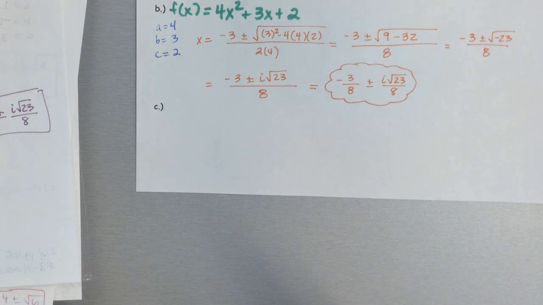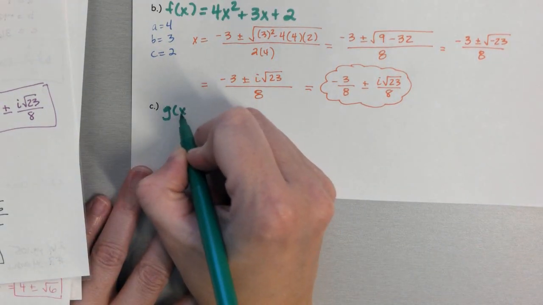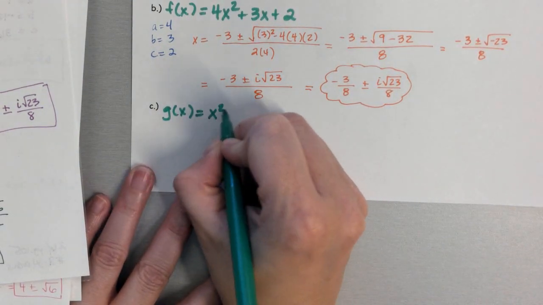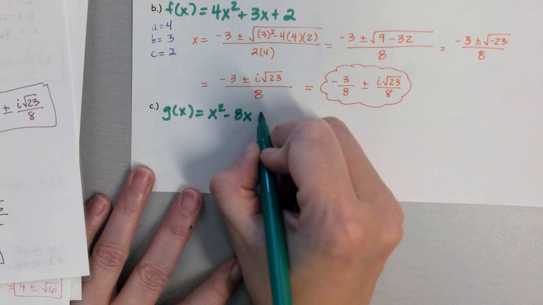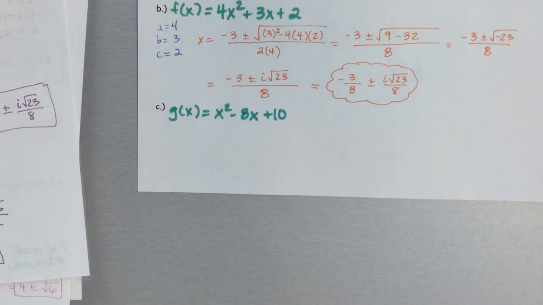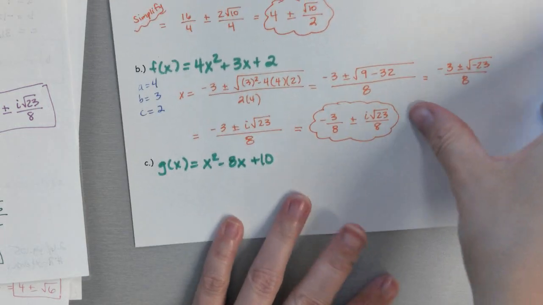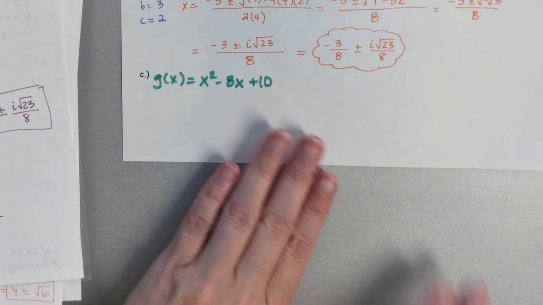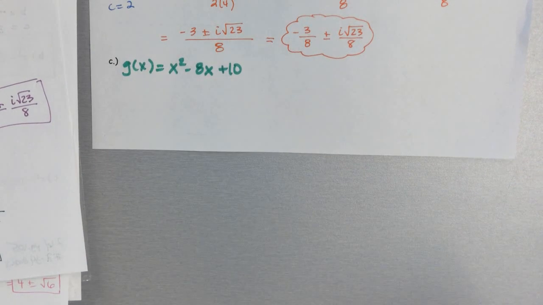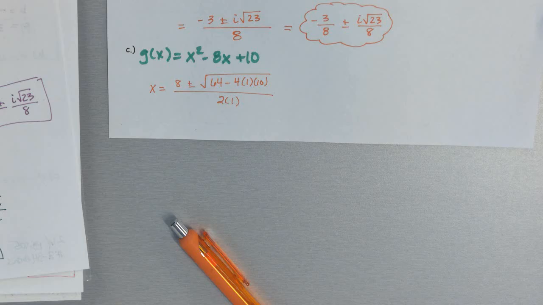All right, let's try another one. So you have g of x equals x squared minus 8x plus 10. I want to see if you guys can simplify that all the way to the end. Alright, so far so good. You guys with me on the first step?